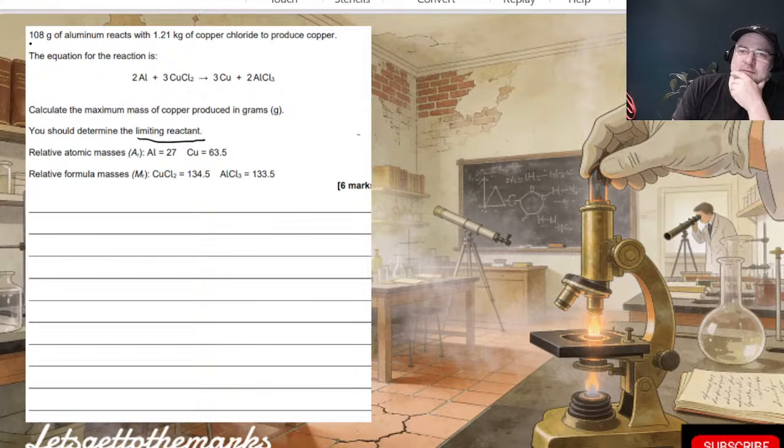Look, they've told you have 108 grams of aluminium and it reacts with 1.2 kilograms of copper chloride to produce copper. We've got the equation. So they've even given us the Mrs.